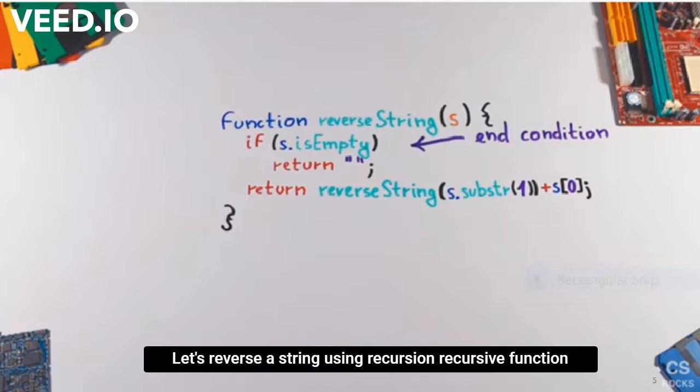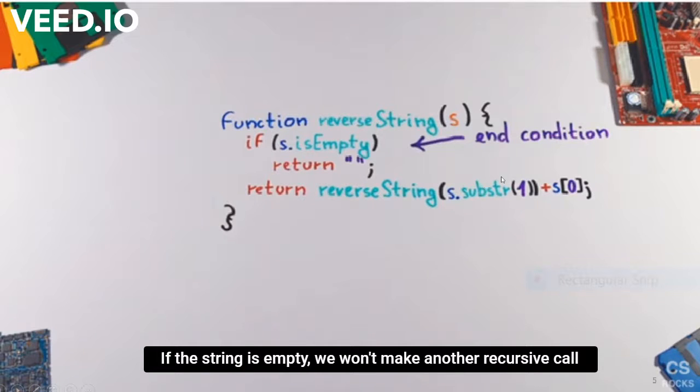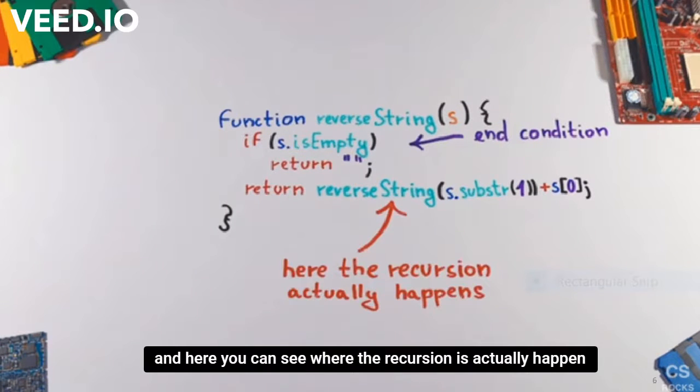Let's reverse a string using recursion. A recursive function must have an end condition, as you can see here, to determine if it should call itself again or not. In this case, if the string is empty, we won't make another recursive call.